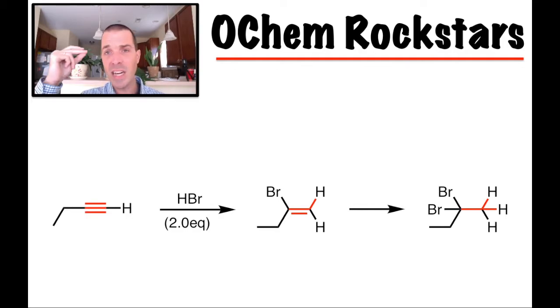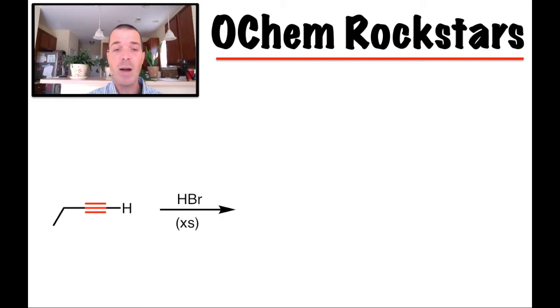You're probably making the connections and saying, well, this is just like alkene chemistry. Exactly, it's just like double bonds, all right? Now, what happens if your professor said, instead of one equivalent or two equivalents, an excess of HBr? What do you think's different there?